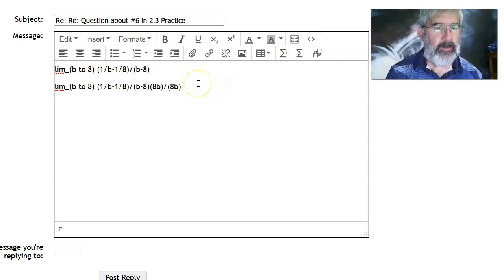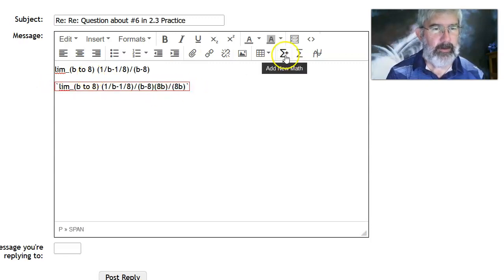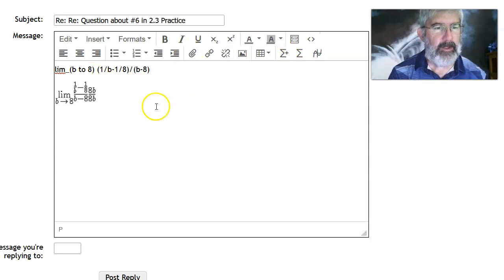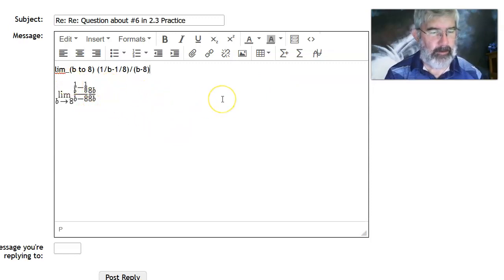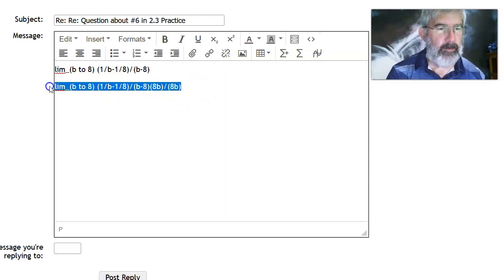So now if I could show you what it looks like in math mode here, right? It looks like I'm multiplying by 8b over 8b. Now the distributive property is going to put it into the numerator, but I'm going to not do that yet. Sorry, I'm not going to do it in math mode yet.